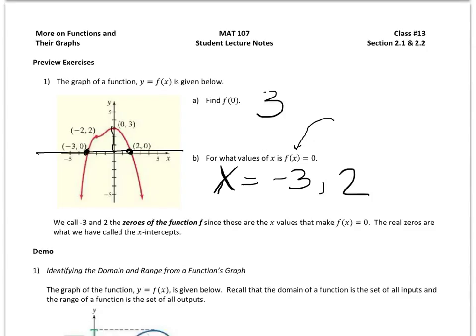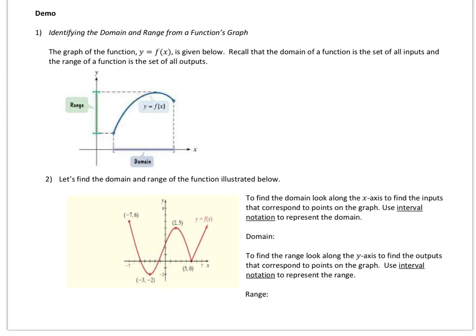We call -3 and 2 zeros of the function, since they are x values that make f of x equal to 0. The real zeros are what we have up until now called x-intercepts. Okay, moving on to our demo.